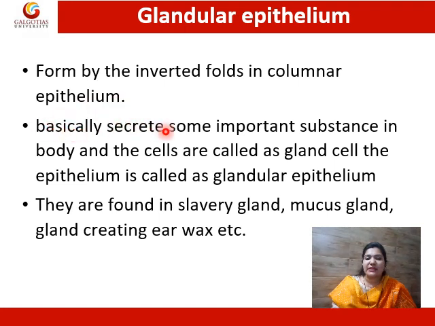Basically, these are secretory cells. They secrete some important substances in the body. The cell which secretes some specific important substance is called a gland cell. And the whole epithelium which forms the inverted folds is called the glandular epithelium. Glandular epithelium is also found in the salivary gland, mucus gland, and the gland creating wax, etc. So these are the types of epithelium.